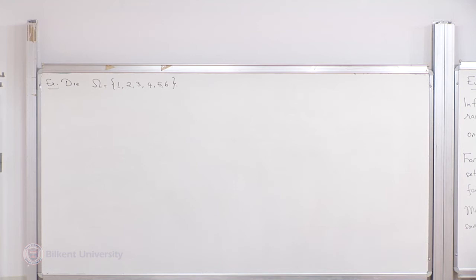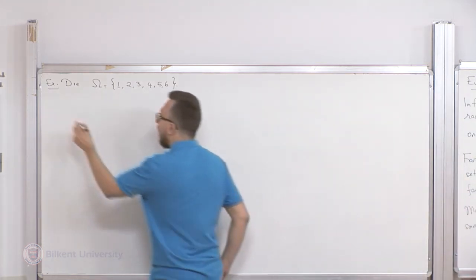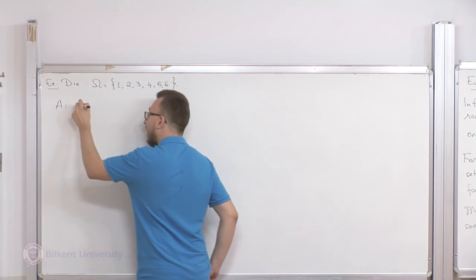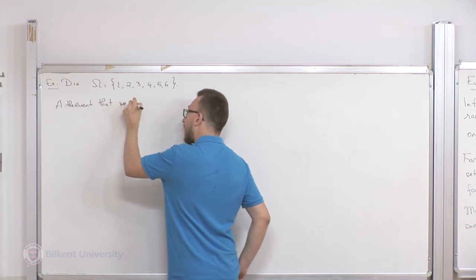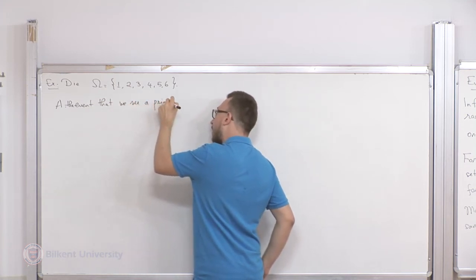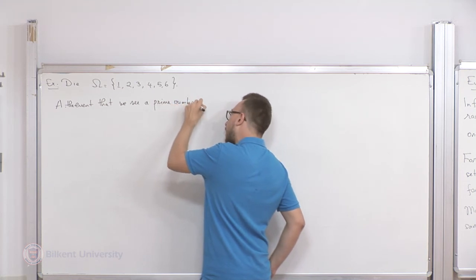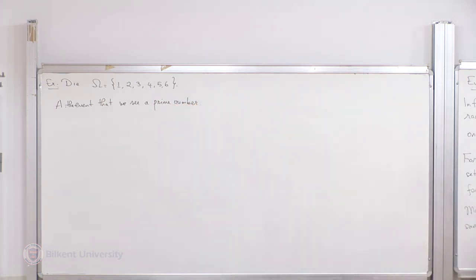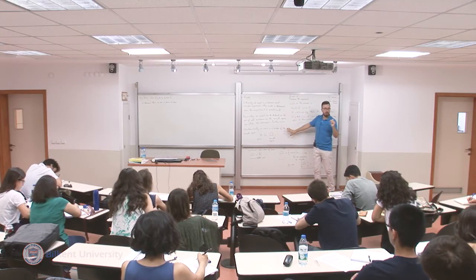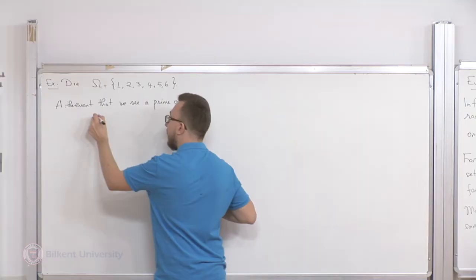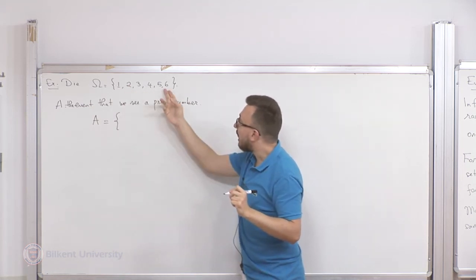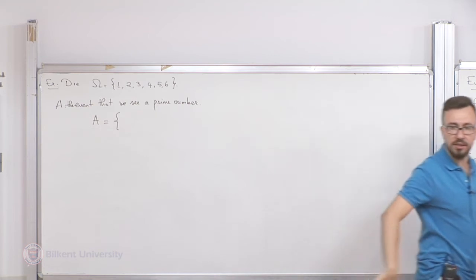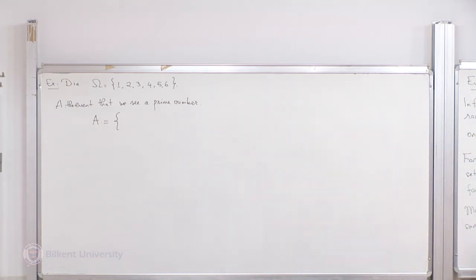And now let's give an example of an event. Let's say A is the event that we see a prime number. This is the statement, the informal one. Okay? Now, what is the mathematical or formal one? What is A? A must be a subset of omega, so you should list me the outcomes that are prime numbers, right? So what are they? 2, 3, 5.